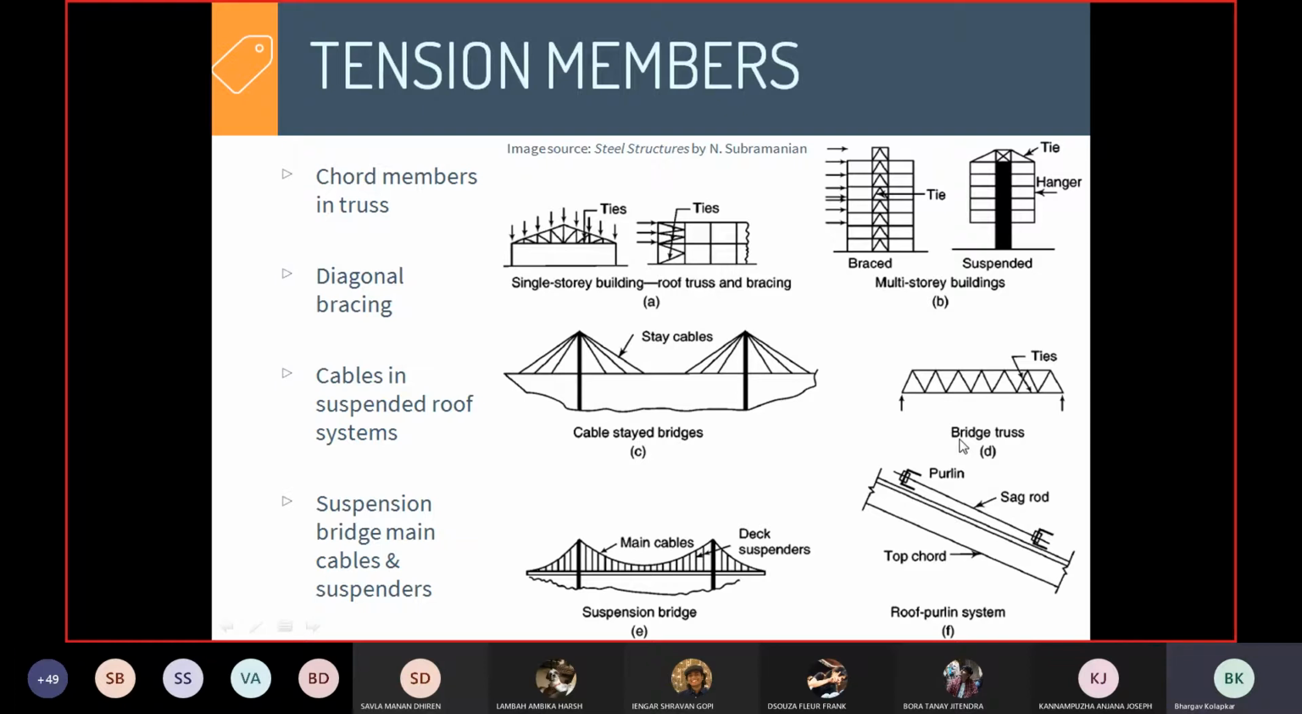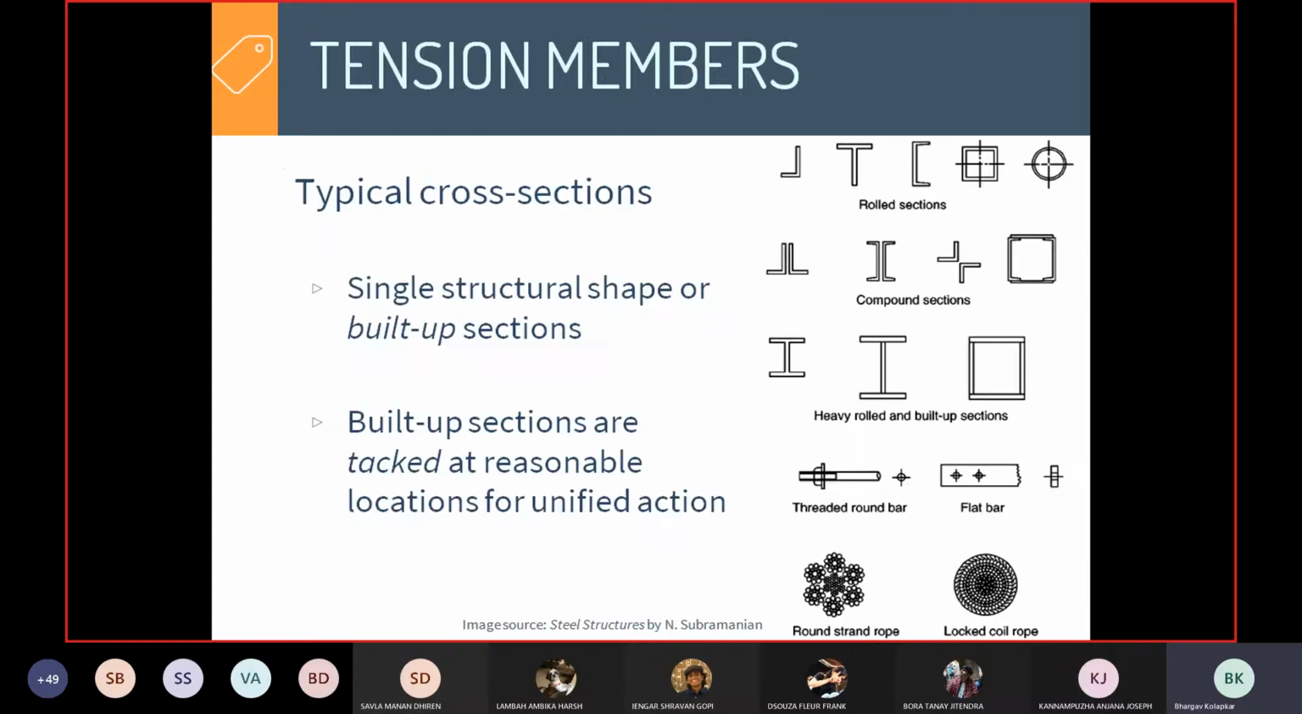Now we also looked at the common examples of tension members. The most common being the chord members in trusses, the diagonal bracing. So whenever the building is designed for lateral loads, and we happen to use a bracing system, in that case, the members of the bracing system are tension and compression members. Then the cables and suspended roof system, and then the suspension bridge main cables and suspenders. So these are the common examples of tension members. We also looked at the common or the typical cross sections which are used as tension members.